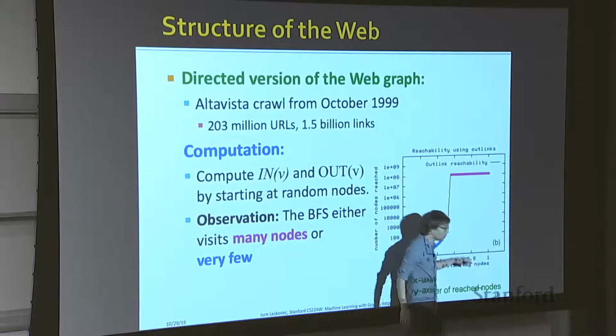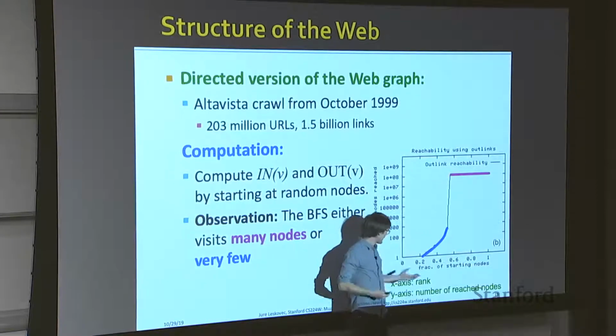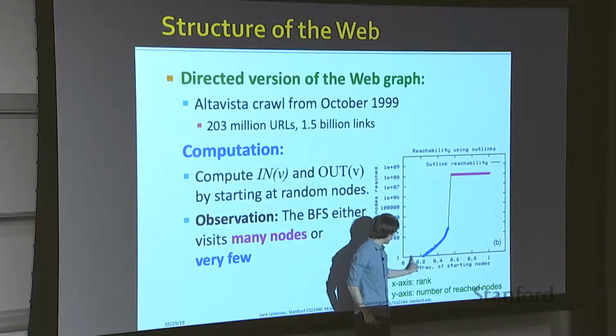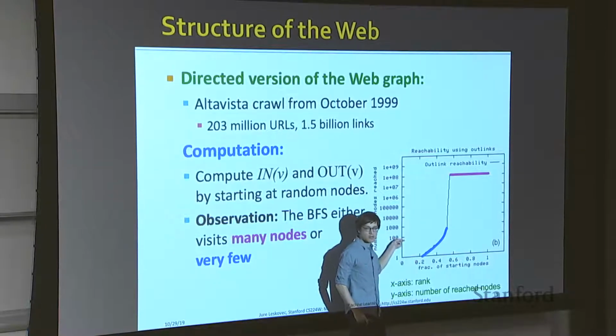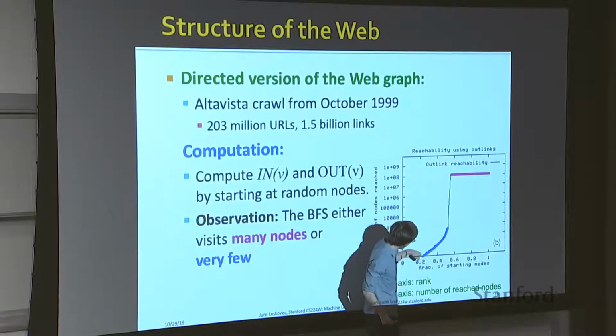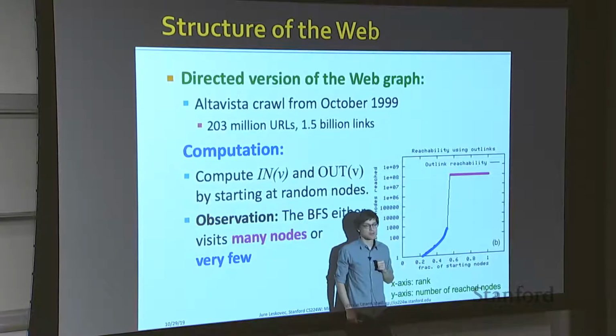Okay? Is it clear what this is trying to say? Let's say I pick 100 different starting nodes. For every starting node, I see how many nodes BFS visits. And I just sort the starting nodes by the number of nodes the BFS visited.